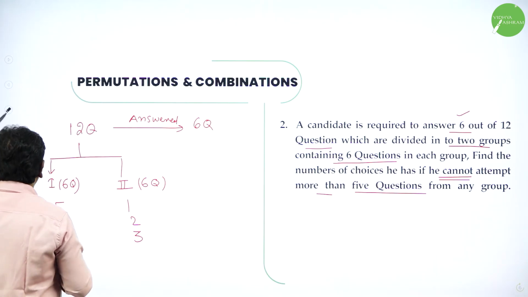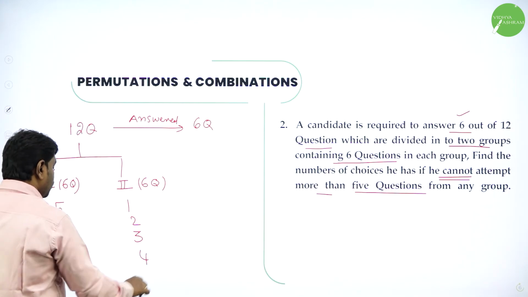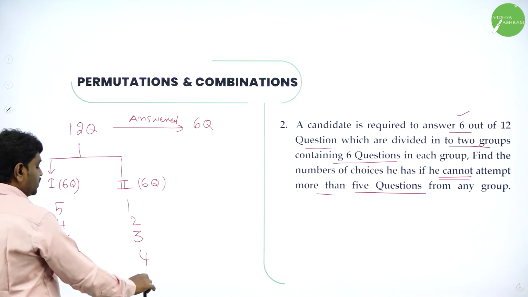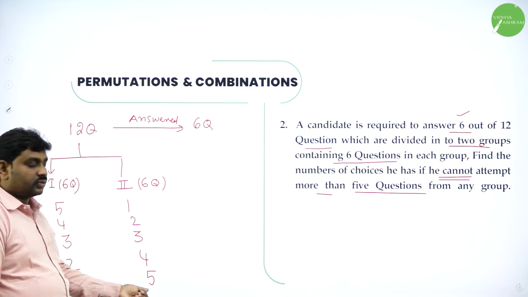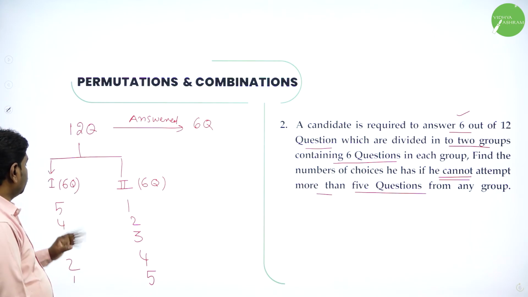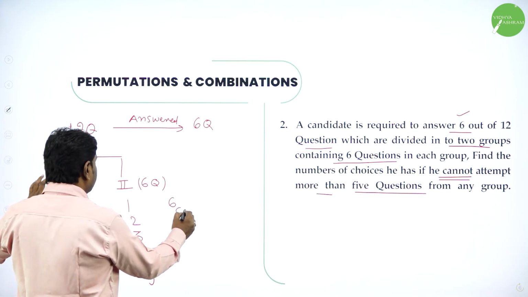What are the possibilities? So I'll assume first group will answer 2. Then here I'll answer 4. Here he'll answer only 1 question. In second group he'll answer 5. That's all. You cannot exceed 5 here also. So these are the possibilities. So out of 6, selection of 1 can be done in 6C1.